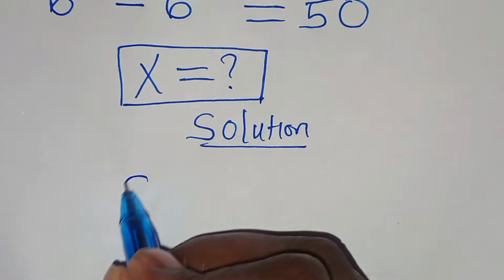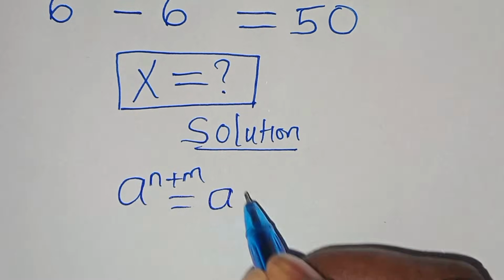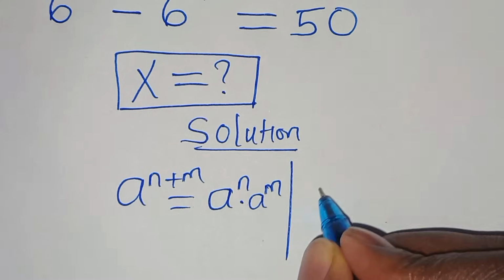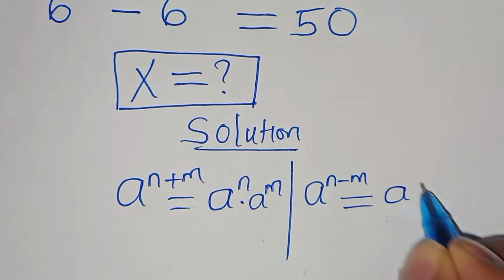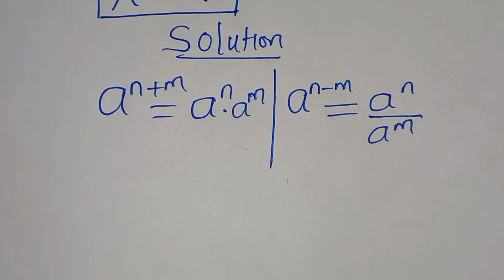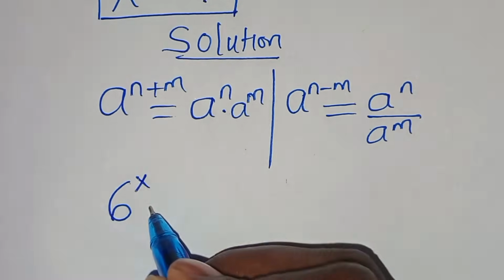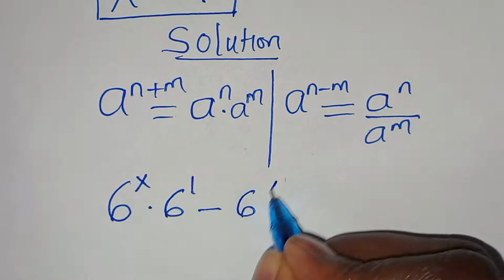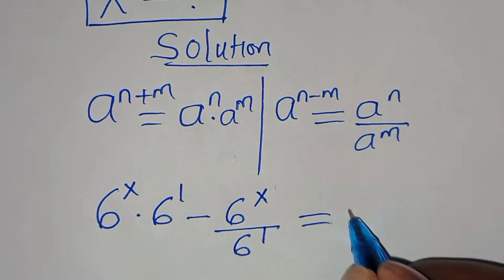This exponential equation is in the form of a to the power of n plus m, which we can express as a to the power of n times a to the power of m. This is also in the form of a to the power of n minus m, which we can express as a to the power of n divided by a to the power of m. Applying these two exponent properties, then here we have 6 to the power of x times 6 to the power of 1 minus 6 to the power of x divided by 6 to the power of 1. This is equal to 50.